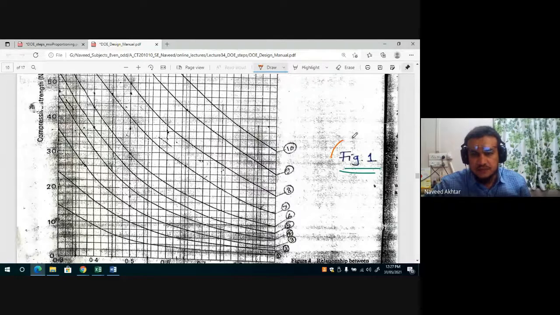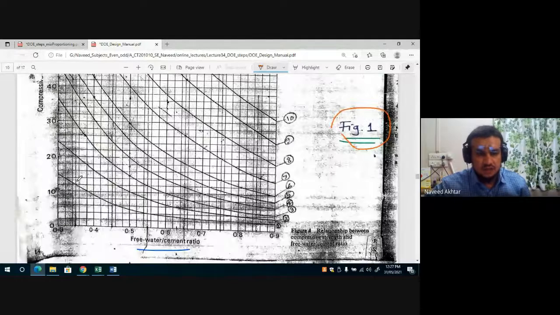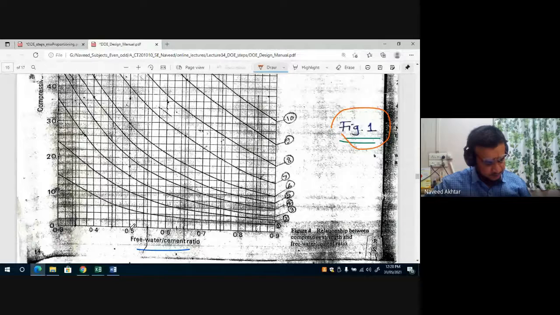So this figure number was given in your manual. This is figure 1. Now, for a water to cement ratio of 0.5, how do you find out your water to cement ratio from this graph?